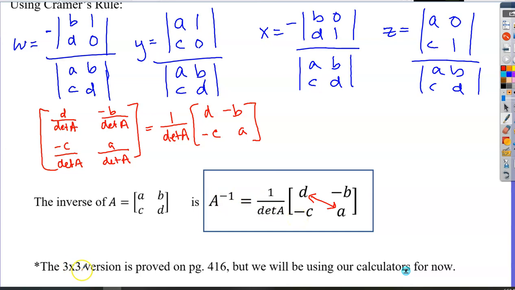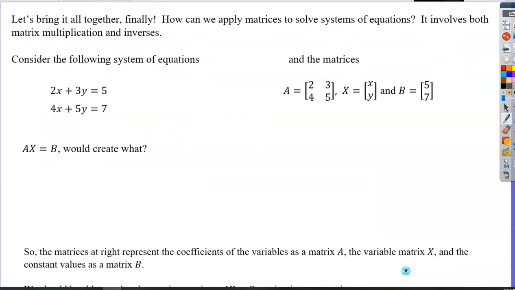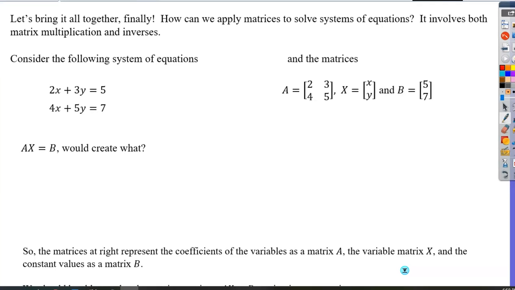And a 3 by 3 version of this is proved on page 416, but we'll just use our calculator to get it. So I'd like to try one. Let me see if I gave us one to try next or not. Yeah, I did. Well, let's do one on our own. So I'm going to insert a little page, and then we'll come back to this one in just a second.